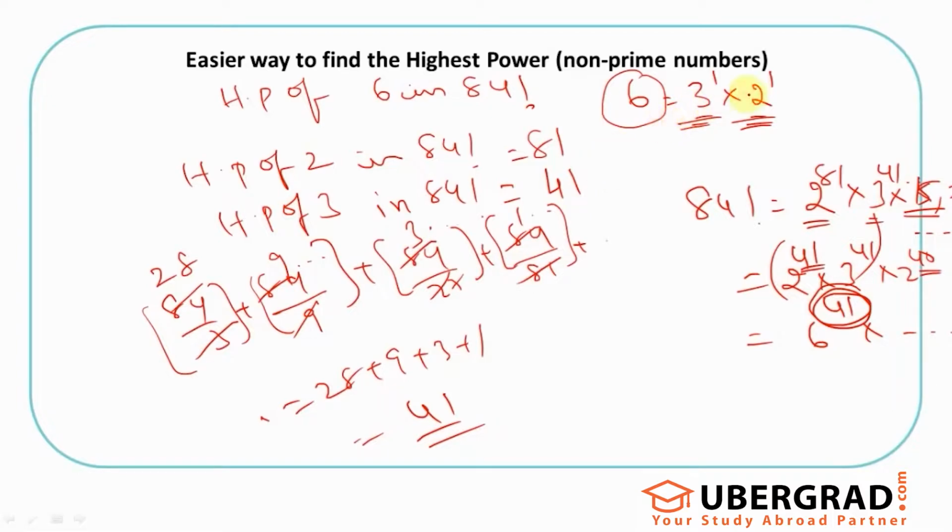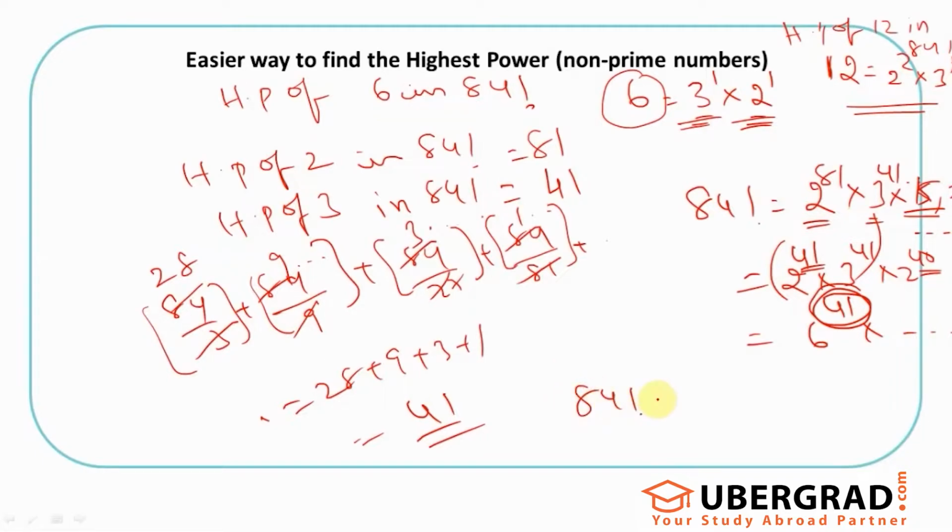Right? To clarify this further, what I was asking was, let's say 12. Highest power of 12 in 84 factorial, right? 12 is basically 2 square into 3 power 1. So to get 12, I need to have 2 2's and 1 3, right? So what is this?